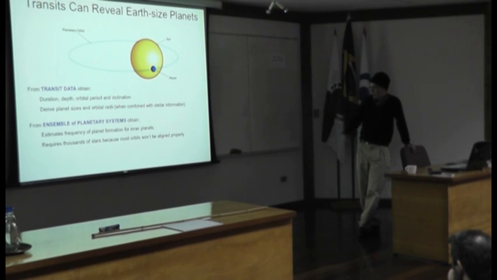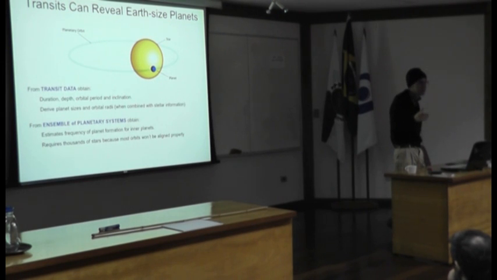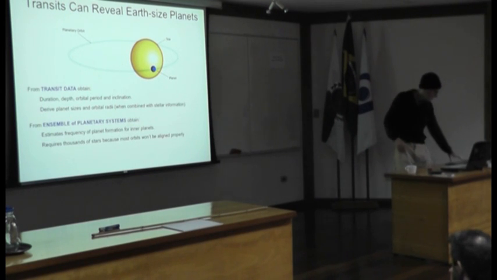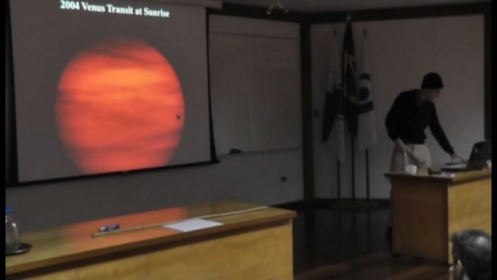We get the frequency of planets, and we need a lot of stars because, especially for these close-in hot Jupiters, 1 in 10 transits, but for an Earth, only 1 in 200 transit, just because Earth is farther away, purely geometrical factors. So you need a lot of stars. And this is the transit light curve that I showed before, early this morning.